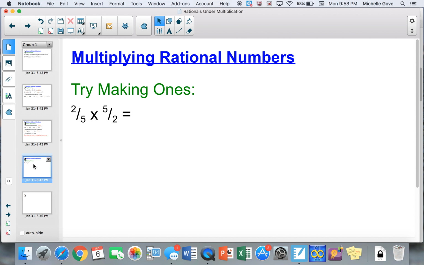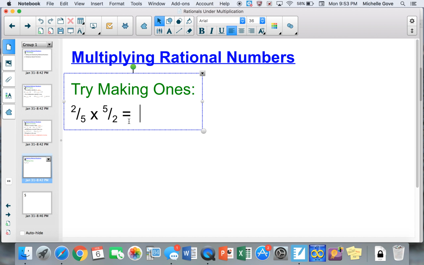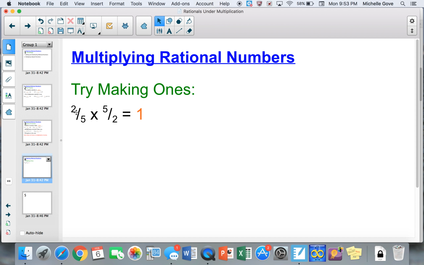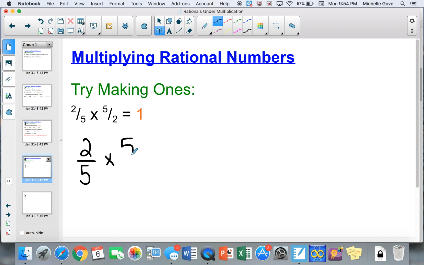So let's take this and try 2/5 times 5/2. Well, we all know from multiplicative inverses that this is going to give us 1. I'm multiplying a number by its reciprocal. But the question is why? So I have 2 over 5 times 5 over 2.